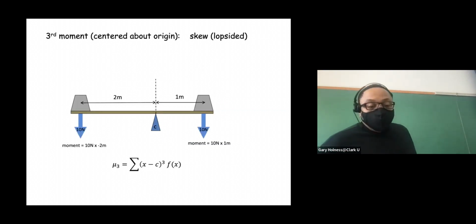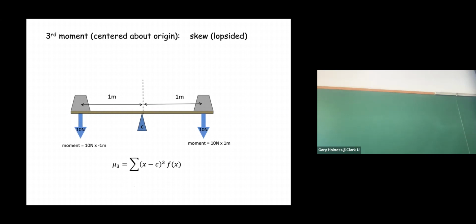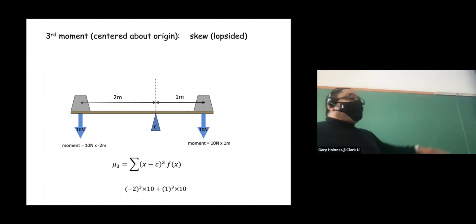In this example, we have two weights that are the same, so the same probability mass, but the values are at different locations. We have 2 meters from the pivot in the left-hand direction, 10 newtons. And we have 1 meter from the pivot in the right-hand side, the positive direction, 10 newtons. And so again, we compute our skew, third moment centered. So that's -2 cubed times 10. So that's -80 plus 10 contributed by the right-hand side. That's -70. So this -70 is more skewed to the left than the previous example, which was -60. Right? So you can make those comparisons.